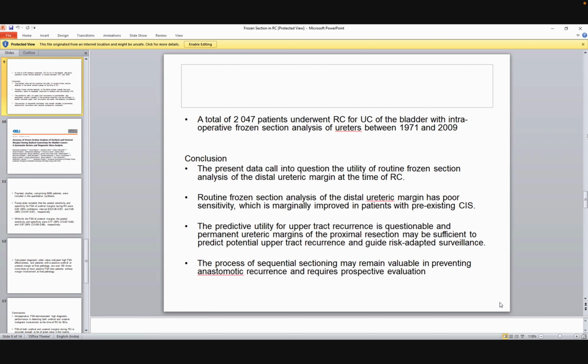The conclusion of this study is that the present data call into question the utility of routine frozen section analysis of distal ureteric margin at the time of radical cystectomy. Routine frozen section analysis of distal ureteric margin has a poor sensitivity, which is marginally improved in patients with pre-existing CIS. The predictive utility for upper tract recurrences is questionable, and the permanent ureteric margins of the proximal resection may be sufficient to predict potential upper tract recurrence and guide risk-adapted surveillance. The process of sequential sectioning may remain valuable in preventing anastomotic recurrence and requires prospective evaluation.